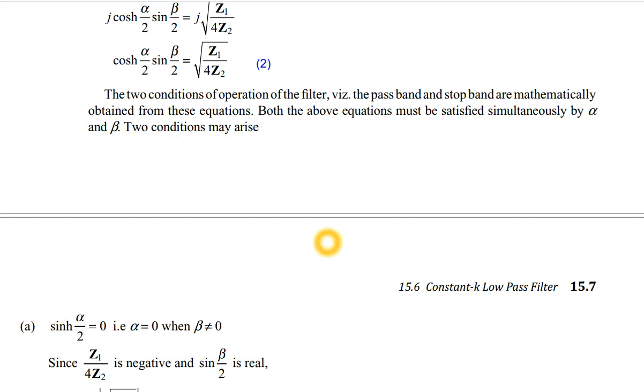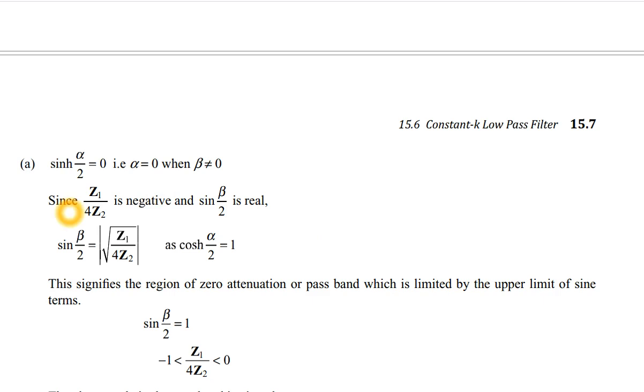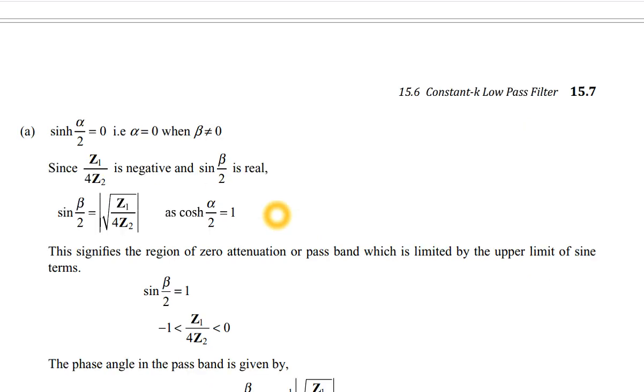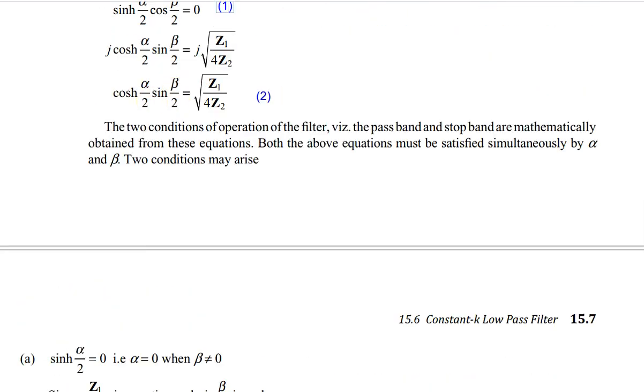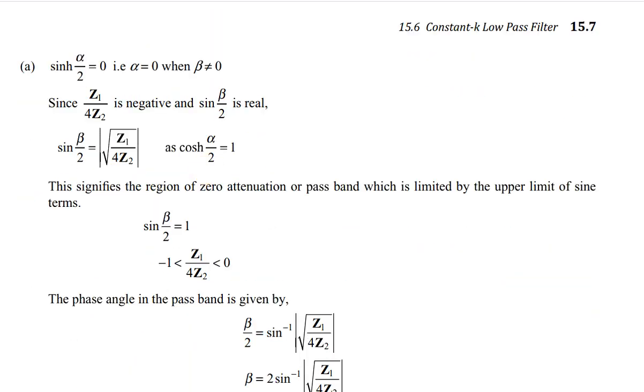Okay, so for this case, since this is case 2, z1 by 4 z2 is negative and sin(beta/2) is real. That means sin(beta/2) will be equal to the modulus of square root of z1 by 4 z2, because when sinh(alpha/2) is 0, we have cosh(alpha/2) equal to 1. So when you use that here, you will get sin(beta/2) equal to square root of z1 by 4 z2. Now, this signifies the region of zero attenuation.